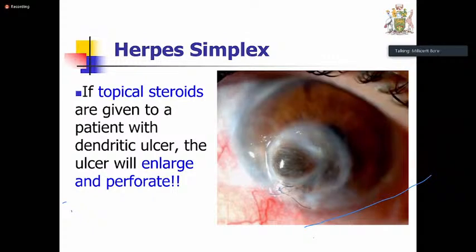So any patient with a painful red eye, if they're on steroids, stop them immediately, start antibiotics, refer to an ophthalmologist.